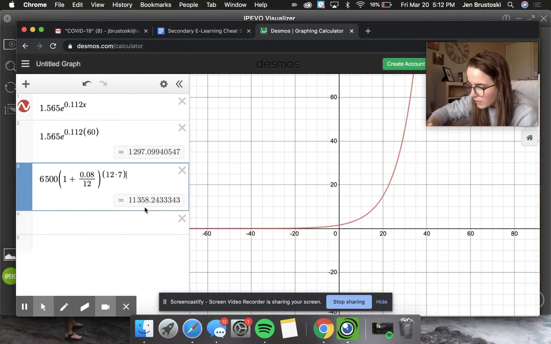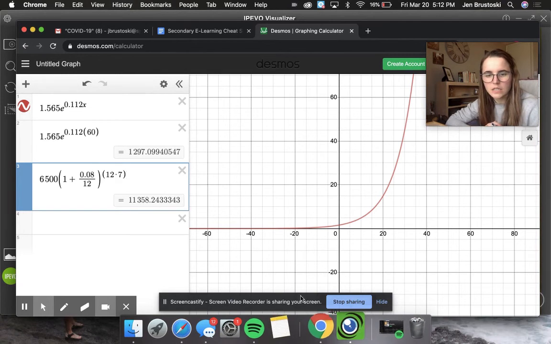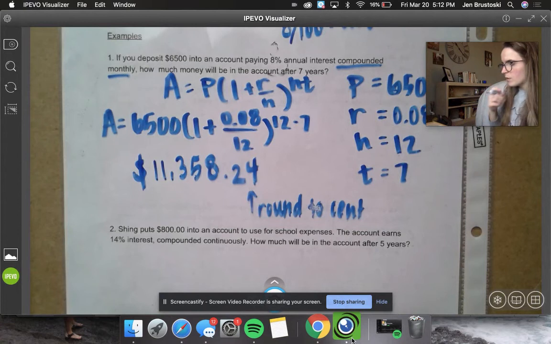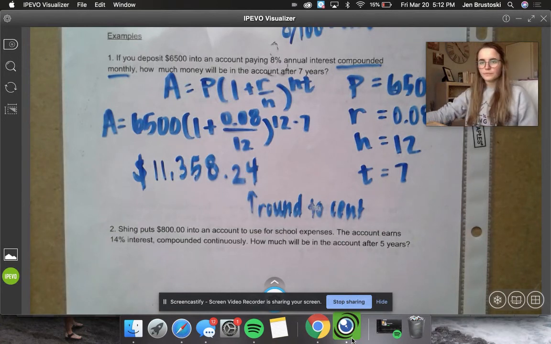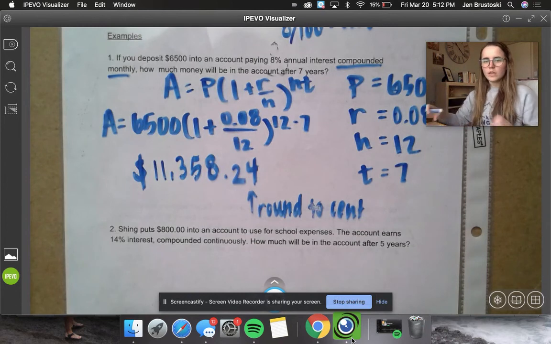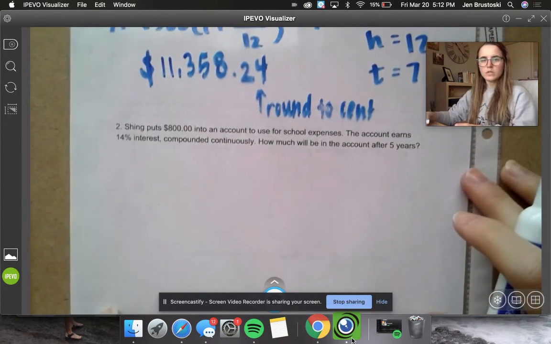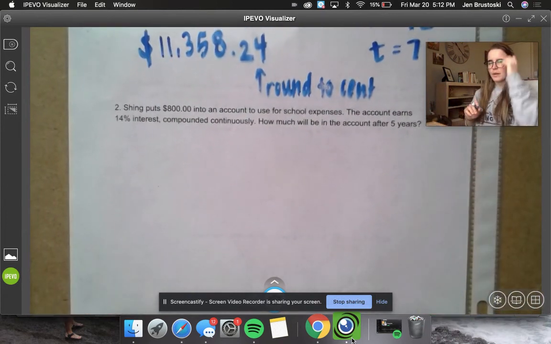We want to put dollar signs on that because we're talking about money. Here we go. All right, so we're going to round to the cent. So we have $11,358.24 after 7 years. All right, one more example. Really, you should be able to do this one on your own, but we'll talk about it.